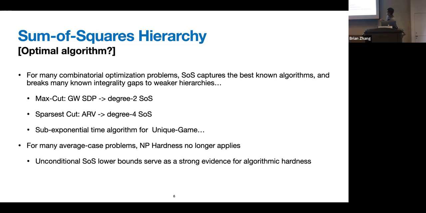And for many average case problems, we no longer have NP-hardness. They only apply to worst case problems. So we think of SOS as a proxy for algorithmic hardness. I hope you buy this argument.